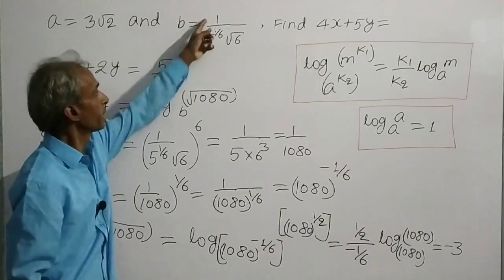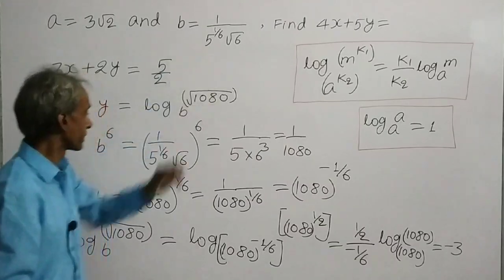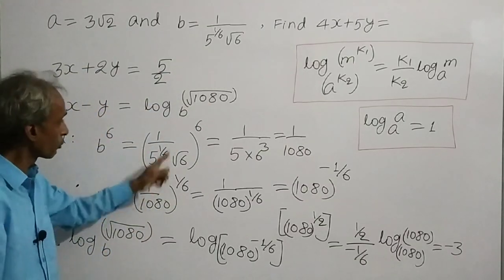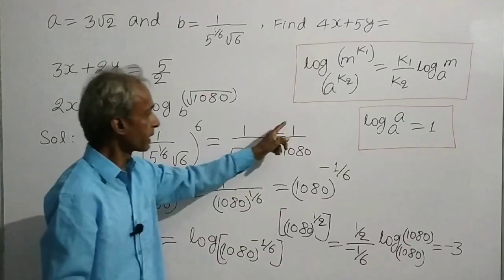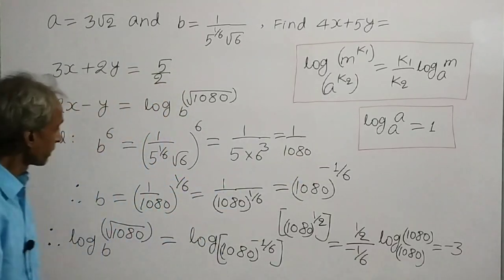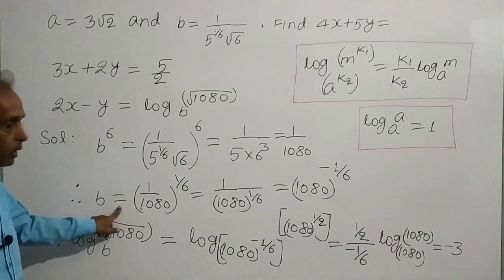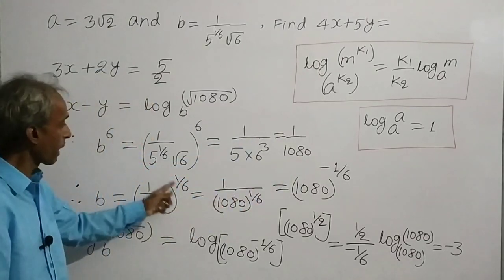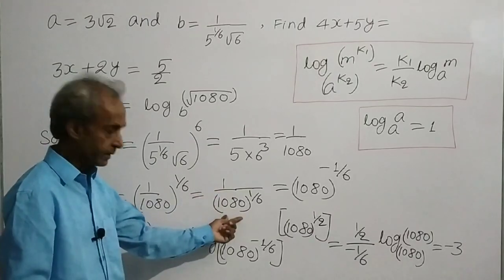B is equal to this, raising power 6 on both sides, we get b to the power 6 is equal to this, that is equal to this, that is equal to 1 by 1080. Therefore, b will be equal to 1 by 1080 to the power 1 by 6, that is equal to 1 by this.